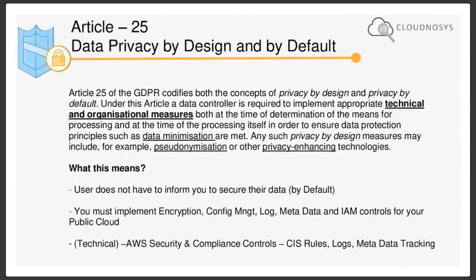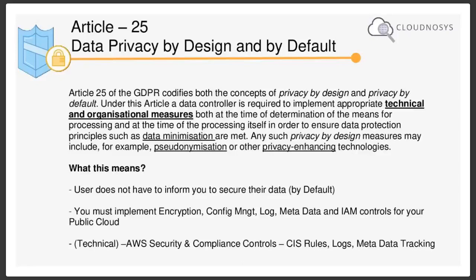Now, one of the biggest articles related to technical measures and security is Article 25, which says data privacy by design and by default. This really calls for putting in place complete principles around encryption and privacy enhancement technologies. It also says you need to implement appropriate technical and organizational measures as well.